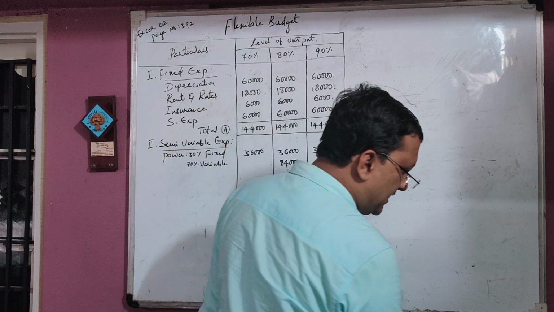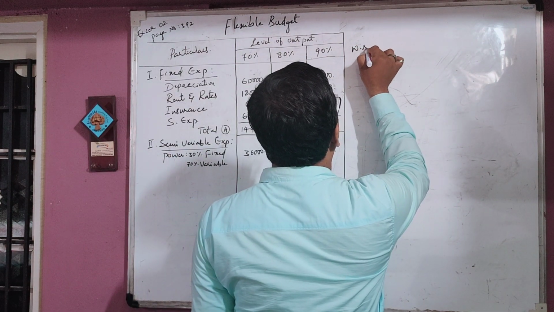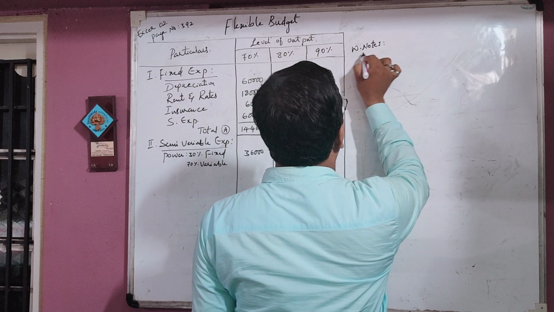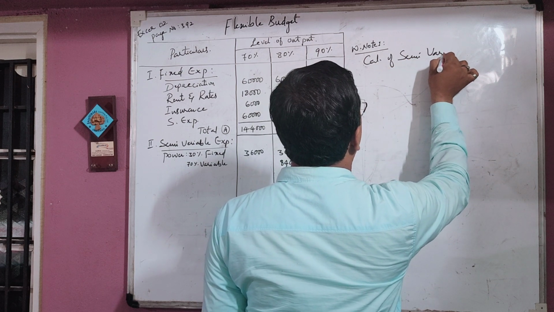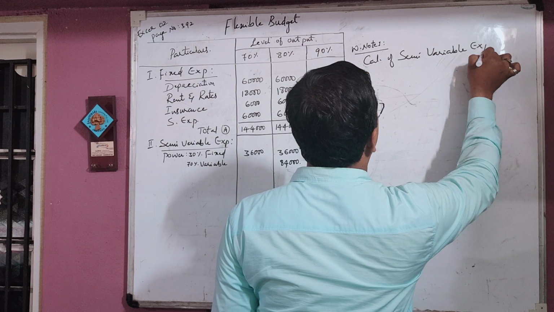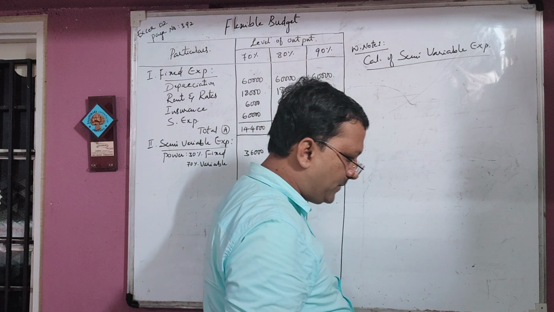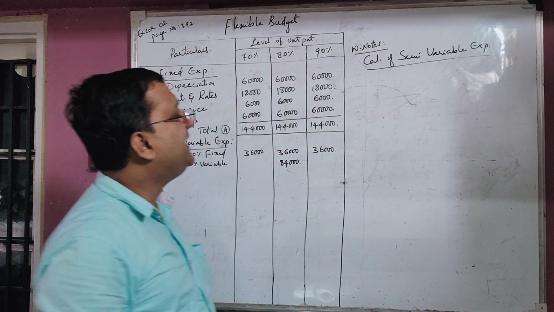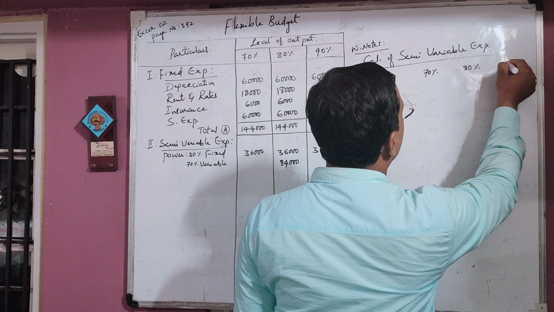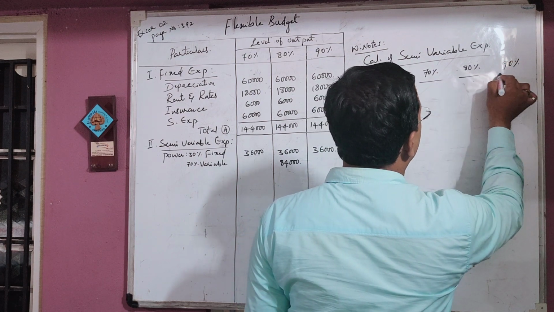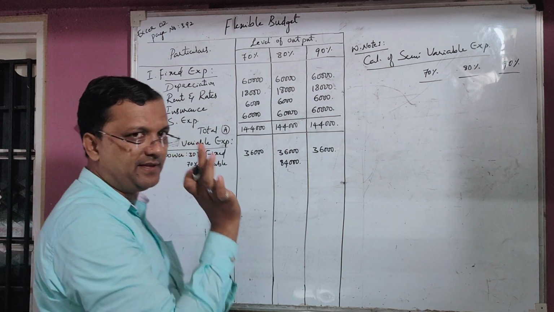The first working note, number 1: calculation of semi-variable expenses. Here 70 percentage, 80 percentage, then 90 percentage. Only go with the 70 percentage variable. That only you have to calculate.